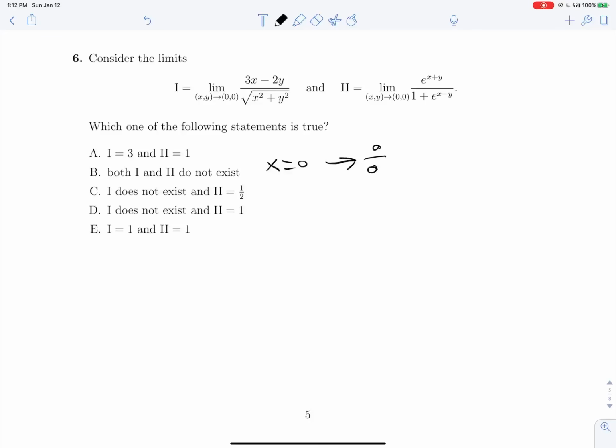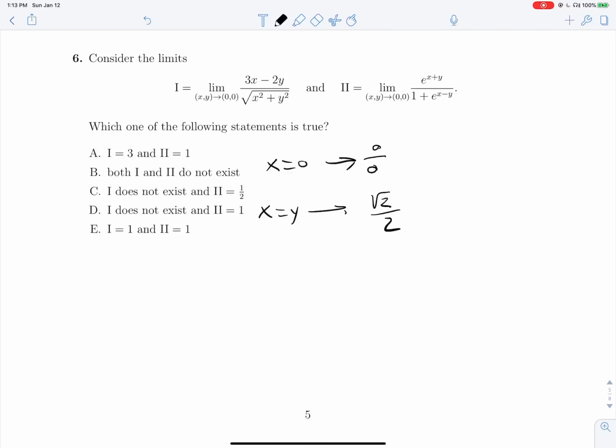That should always be your first step because a lot of the time, or like half the time, it will actually evaluate to something. Now if we approach on the line x equals y, if we replace every x with a y, we will get y over root 2y squared, or root 2y, which is just going to give us 1 over root 2, or root 2 over 2.